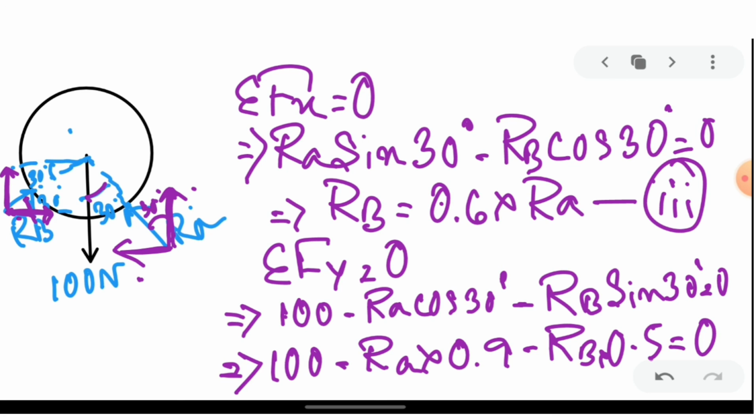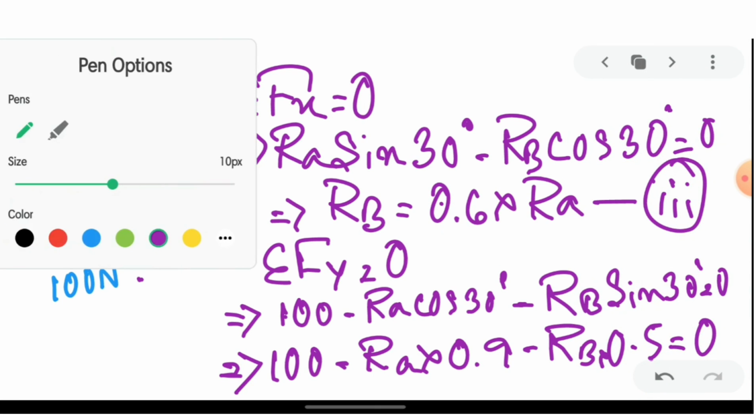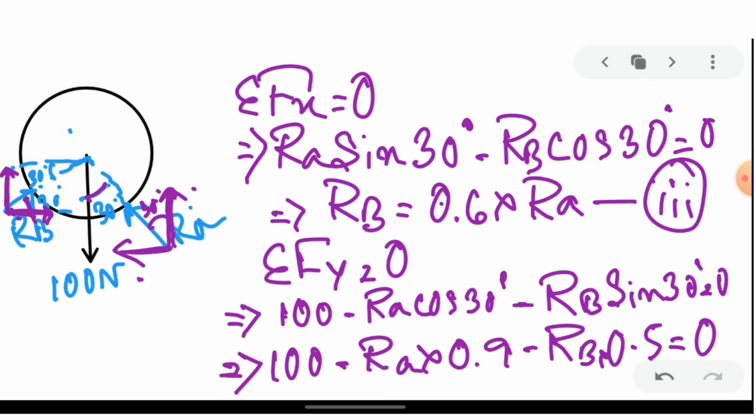And you already get that equation, that is RB equals to 0.6 RA. So you put that, I am putting that RB is equals to 0.6 RA. Okay, so you can find the RA from this equation, and if you find the RA, then you can also find the RB. Okay, so we get the RA and we get the RB.